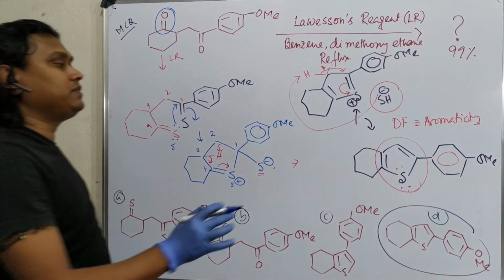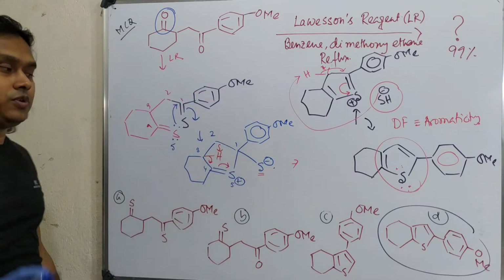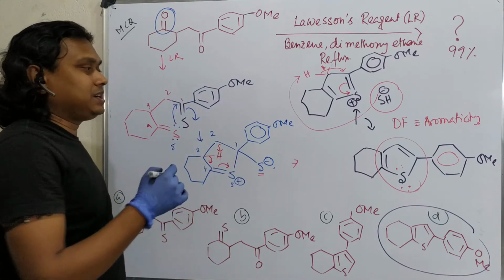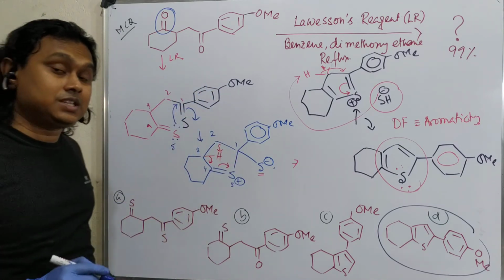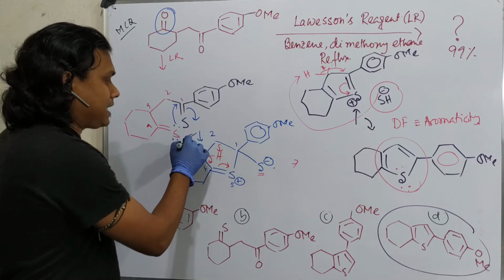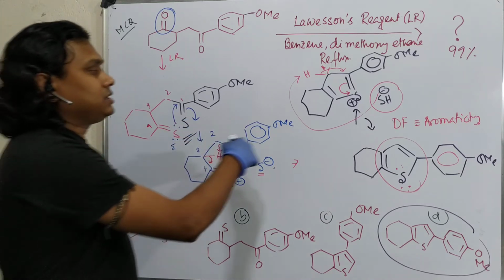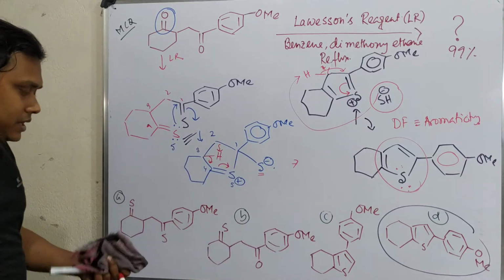Now question. We have understood everything. The second step, driving force is aromaticity. First step, pure bond formation. Everything we got. And the reaction's main reason is the nucleophilicity of the sulfur. That's why this attack happened. And ultimately, through these steps, the product is produced.